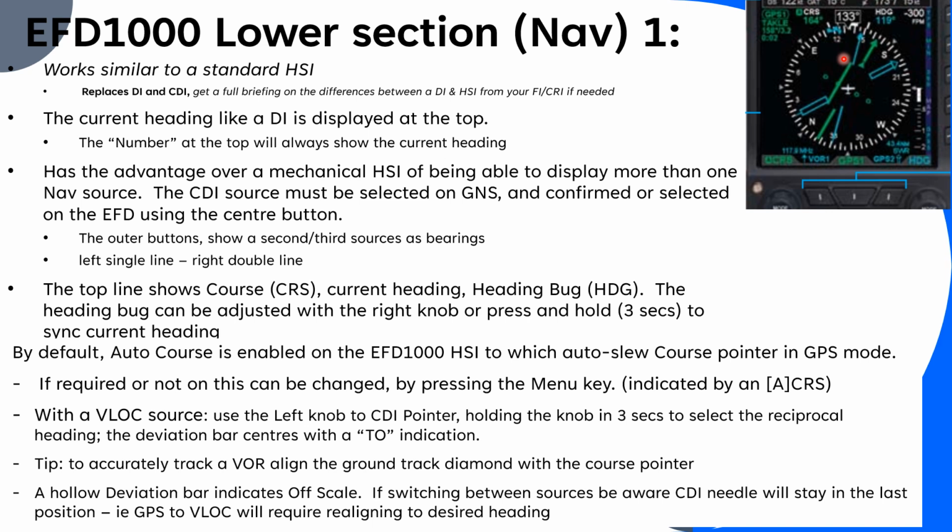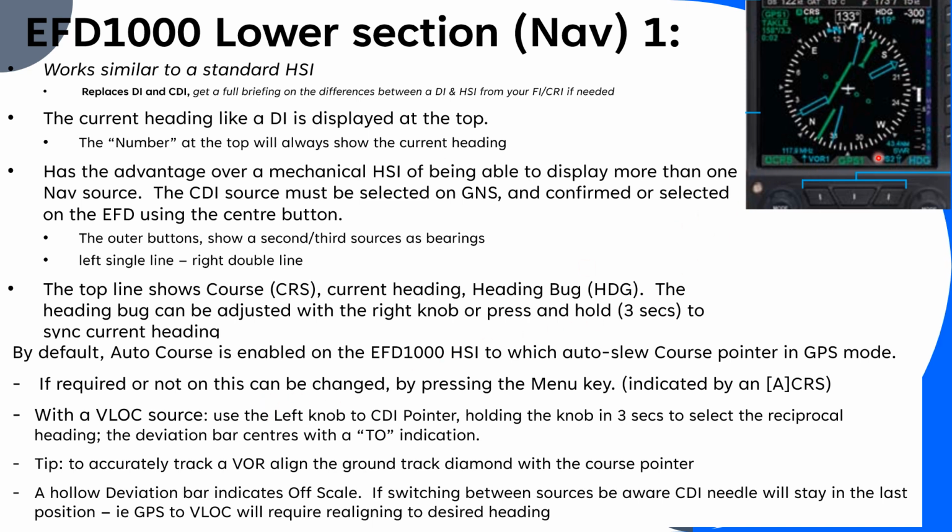By default, the auto course is enabled on the EFD1000, which means it will auto slew the course pointer in GPS mode, which most of the time will make sense. I can only imagine you would not want auto course if you were having to use GPS to help find your position. And whether it's on or off, the option can be found using the menu. The inverted A in front of this CRS is a reminder it's on auto course.